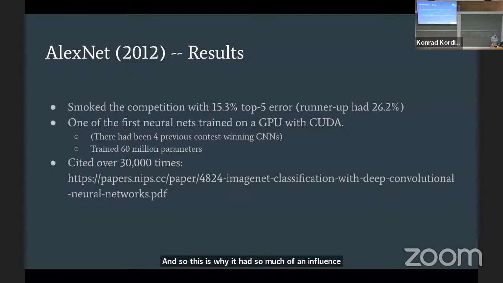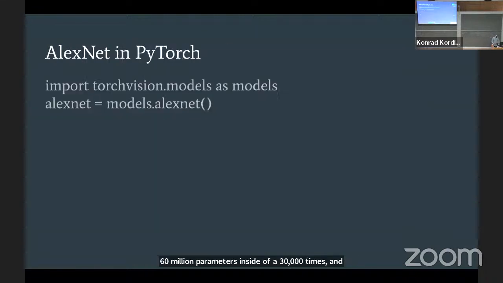One of the first neural networks trained on GPUs was Qt. It should be mentioned though, there had been 4 previous contest-winning convnets, so it wasn't the first one. It was just the first one where they felt like, oh my God, yes. Why was that so much better than previous convnets? Because these guys were really engineering to get the most out of the GPUs that they had. They trained with 60 million parameters, it's been cited over 30,000 times, and there's the link.